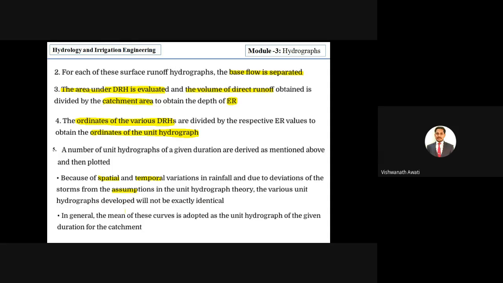Next, in general, when we are not getting exactly identical curves because of the deviation from the assumptions of unit hydrograph theory and the spatial and temporal variation, the mean of these curves is adopted as the unit hydrograph of the given duration for the catchment.